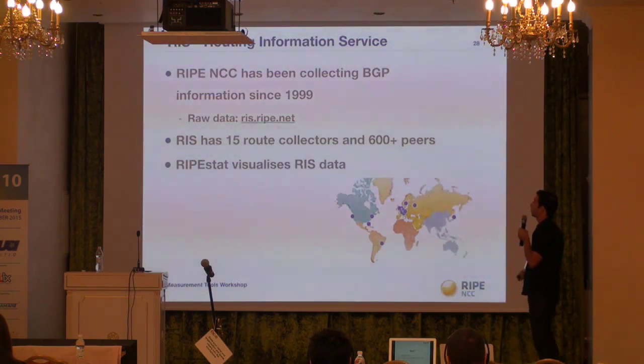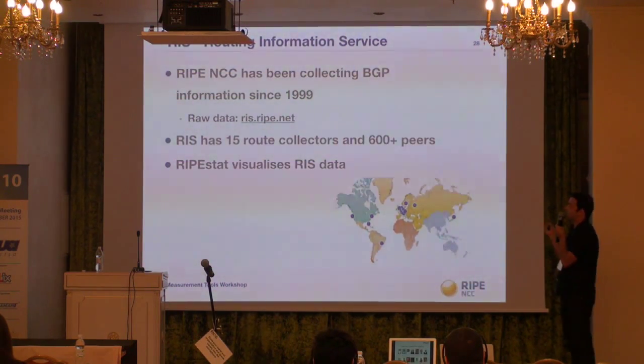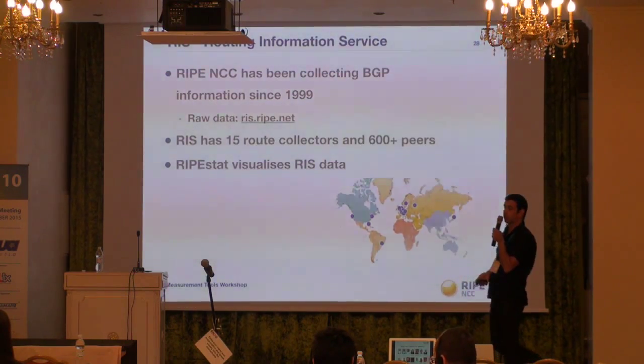You can also use this information. It's all public. It's been active since 1999, so there's plenty of historical data there. There are 15 route collectors and more than 600 peers around the world, and it's a very nice source of information for RIPEstat.